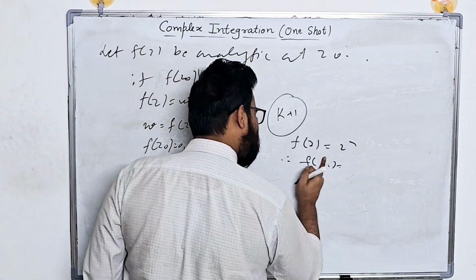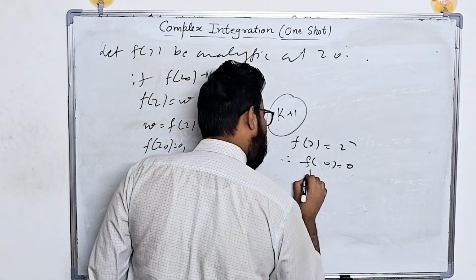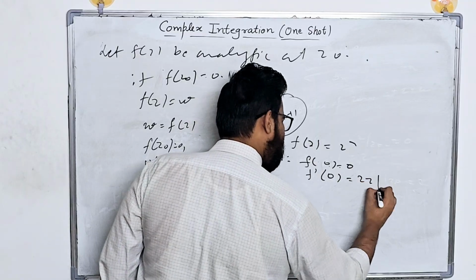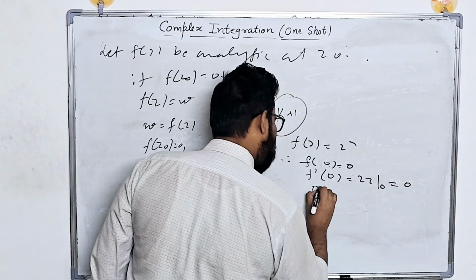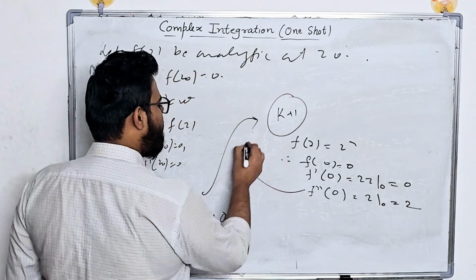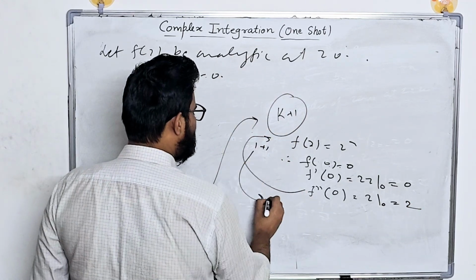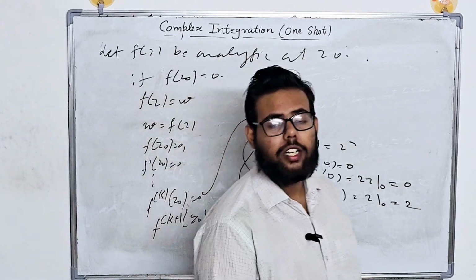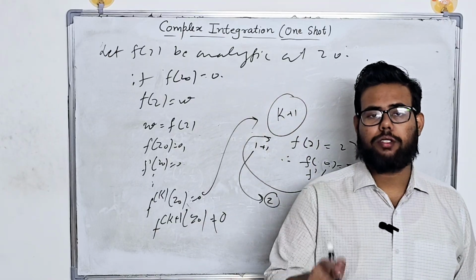Okay, so for example, f(z) is equal to z square. Hence f(z naught), that is f(0), is equal to 0, f dash of 0 is equal to 2z at 0, which is equal to 0, f double dash of 0 is equal to 2. Hence over here it is 1 plus 1, that is 2, the order of zero at z equal to 0.